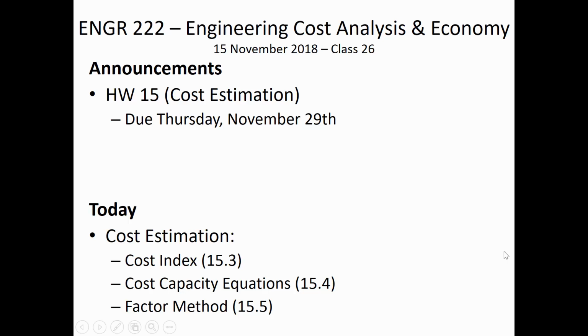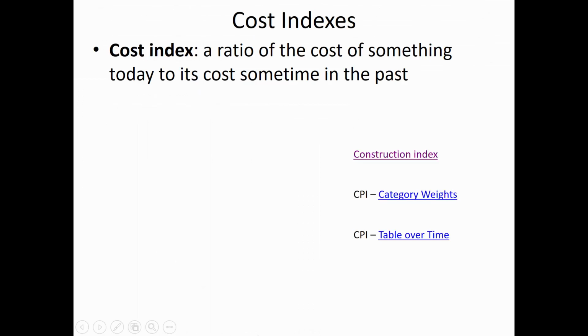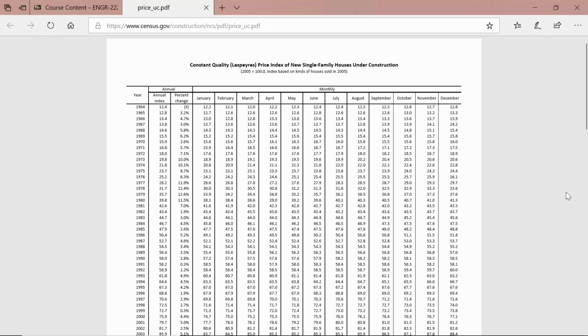Okay, we're going to continue in Chapter 15 talking about a cost index method of preparing cost estimates, and then other methods of calculating cost estimates like cost capacity equations and the factor method. So a cost index is something that you may already be familiar with, and sometimes you hear these sorts of things referred to in the news, and let me give you a look at some of the commonly used cost indices.